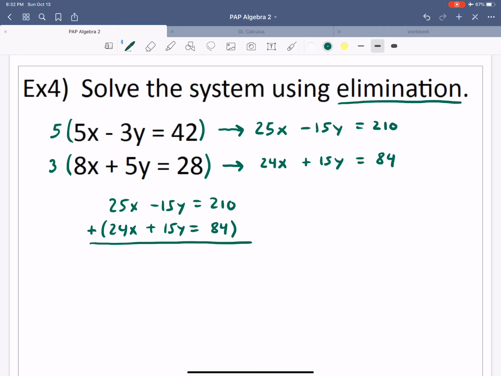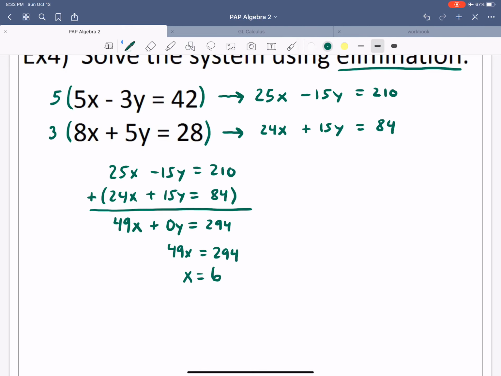So what that means is you go through each column and you add those values. 25 plus 24 gives us 49x. Negative 15 plus positive 15 gives me 0y. And that's the goal. We want the variable that we're eliminating to be 0. That means it goes away. That's what elimination means. You're getting rid of a variable. Then 210 plus 84 is 294. So mission accomplished. We eliminated a variable. Now we have a really easy equation to solve. 49x equals 294. Divide both sides by 49 on a 4-function calculator, and you'll get that x equals 6.